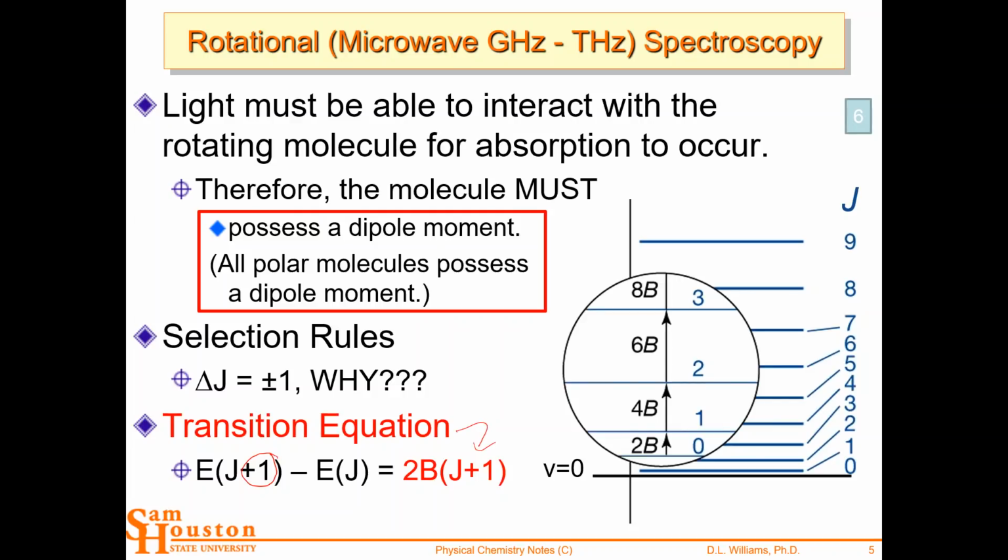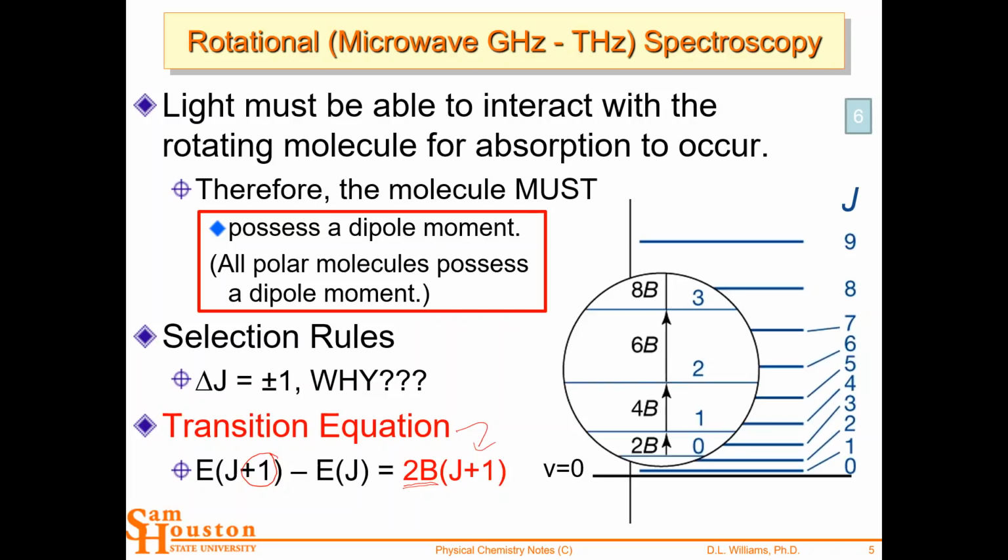Notice that the difference between those different transitions, so 4 minus 2 is 2. 6 minus 4 is 2. 8 minus 6 is 2. So this is the spacing between the transitions. It's 2B spacing. This will be important.